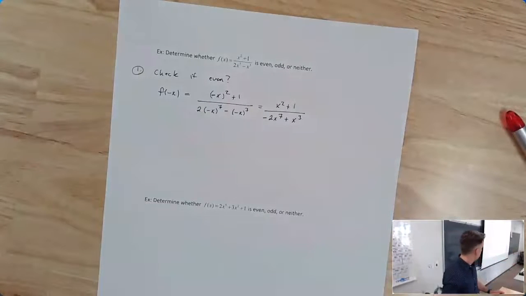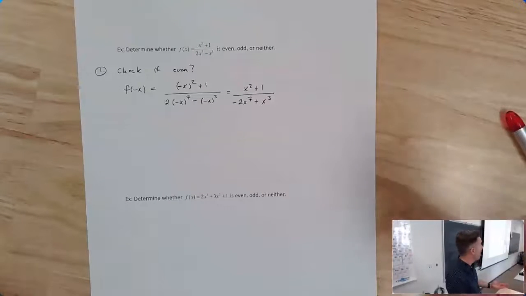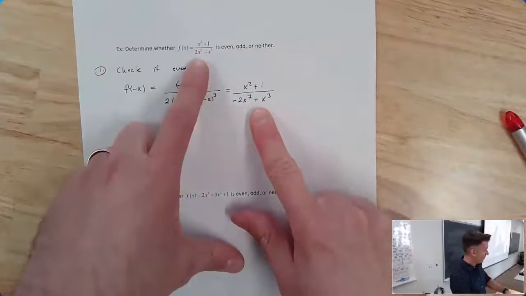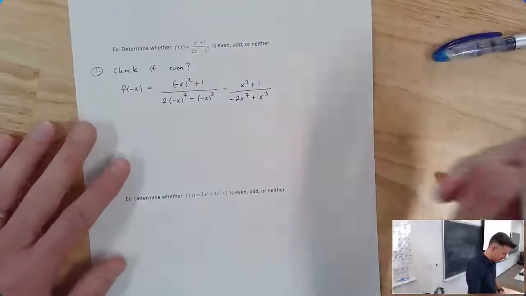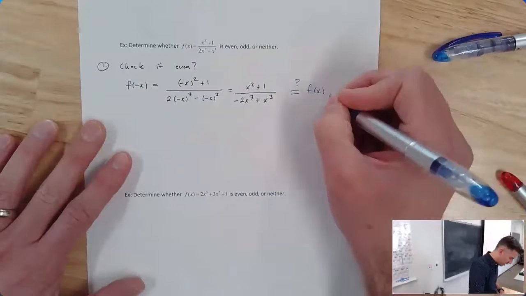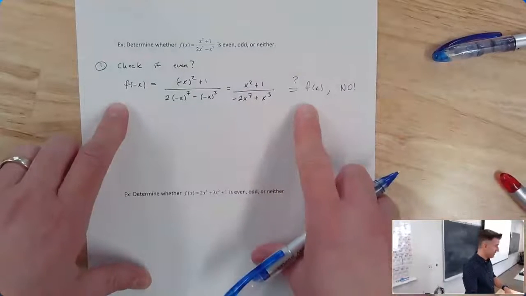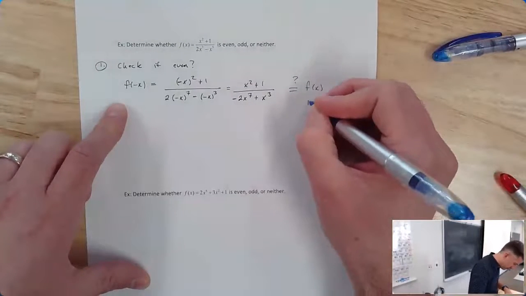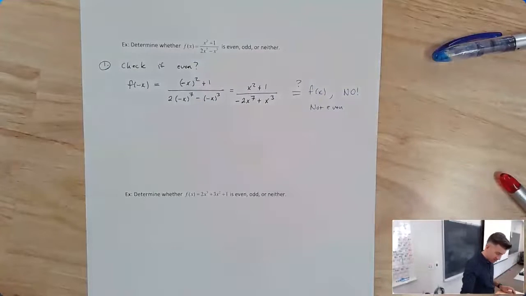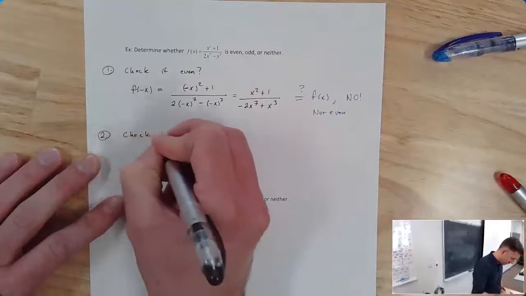And then we have to ask ourselves, does this look exactly like the thing we started with, or can we simplify it so it did? And the answer is no, it doesn't look exactly the same. The top is still the same, but the bottom is decidedly different. So we ask ourselves, does this equal f of x? And the answer is a resounding no. So it's not even because it failed for f of negative x to be equal to f of x. So then we continue on and we check the next thing. Well, could it be odd? So if that fails, check if it's odd.